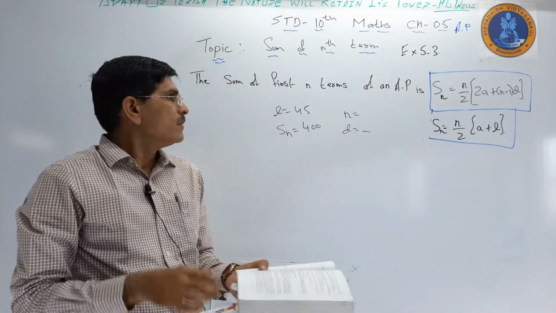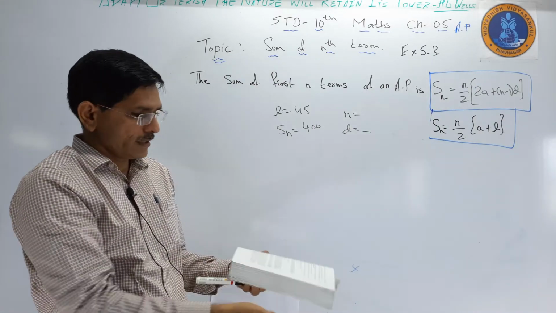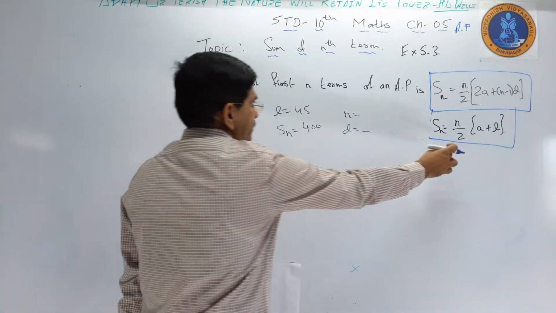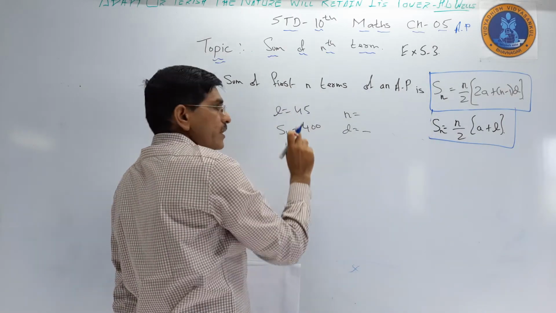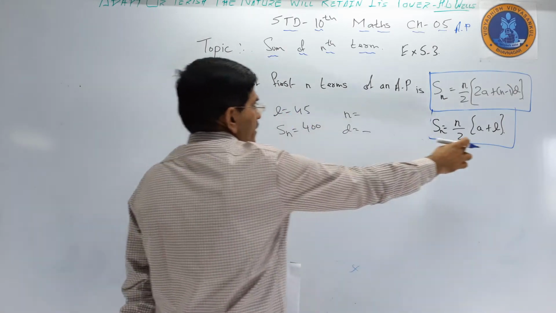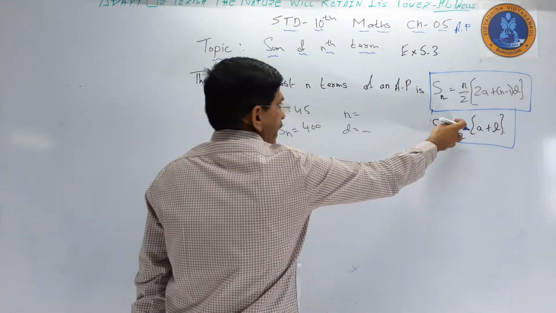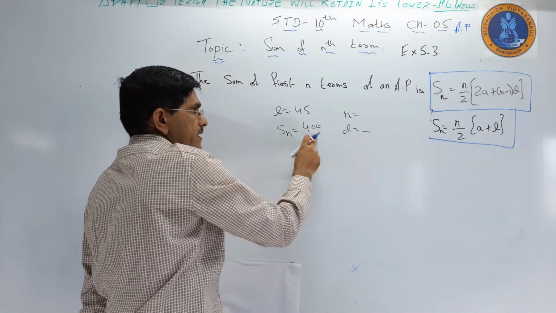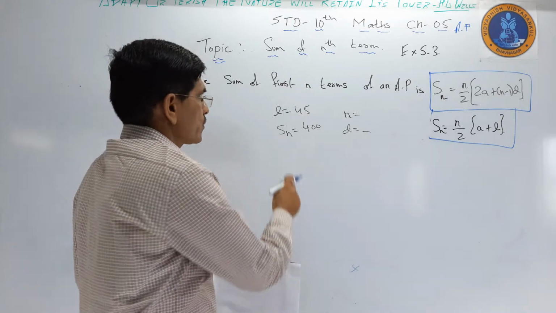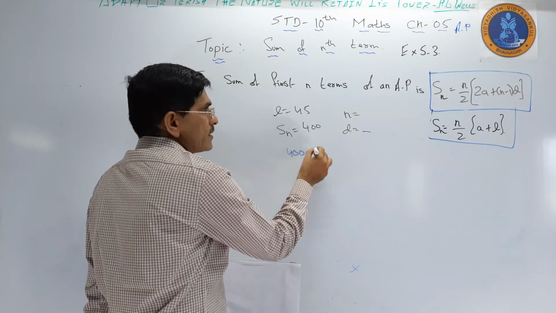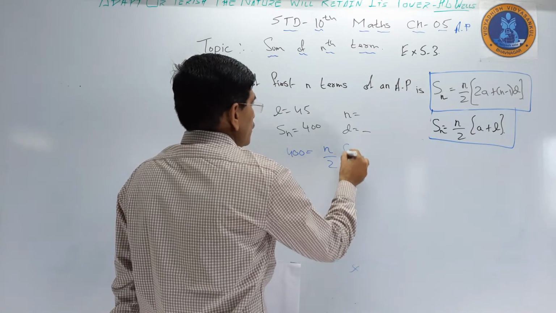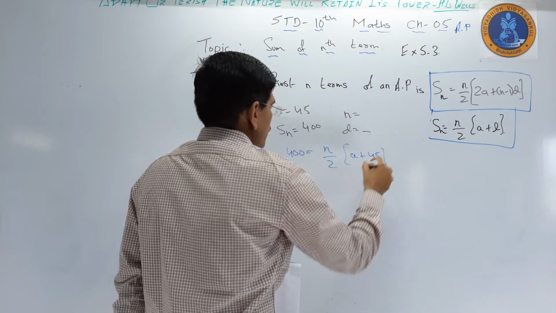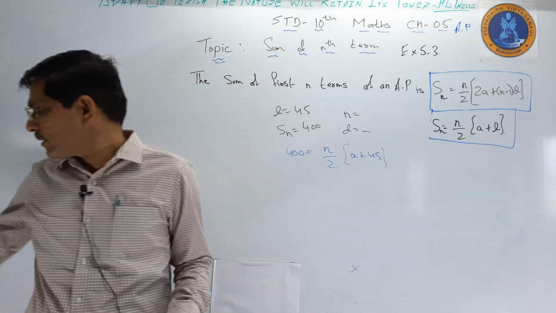What is given? Sn is given and we have to go through the formula. The last term is 45, means here it is 45, and we have to find out a. Here it is given Sn is equal to 400. So, 400 is equal to n, that we have to find out, by 2 into first term plus last term, that is 45. Again I dictate the whole sum.